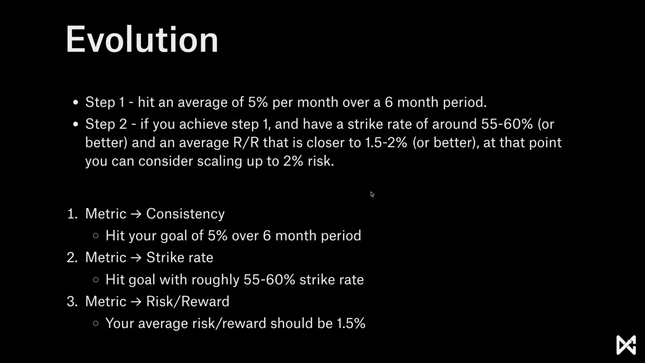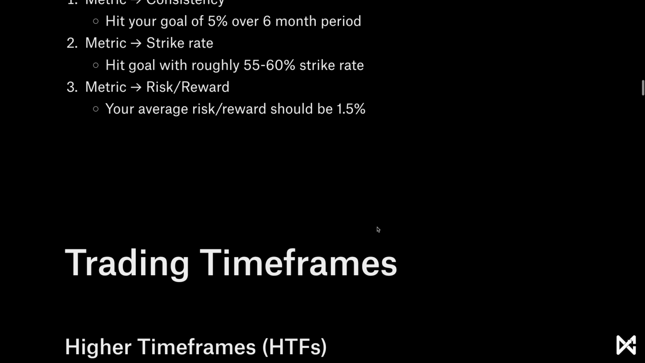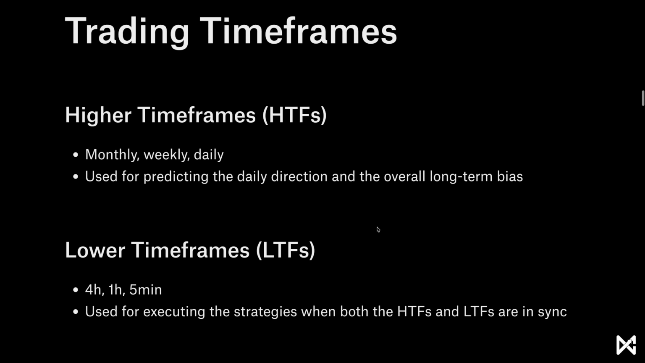It's a very small tweak. There's nothing wrong with risking 2% per trade as long as you have a full plan to it and you're consistent, right? So this is kind of what a full plan would look like. Let's move on to the next section, trading timeframes, right?